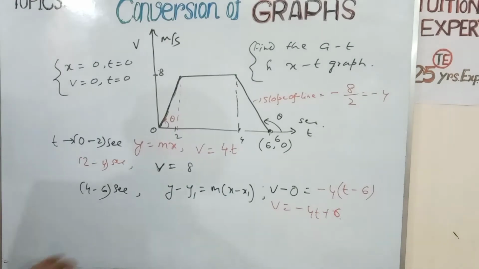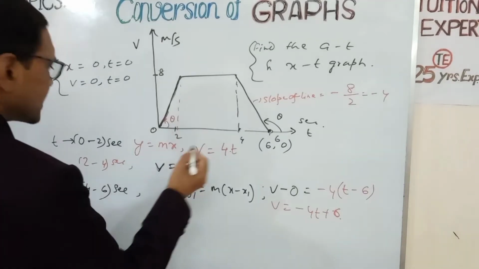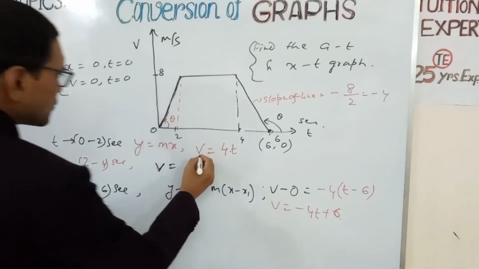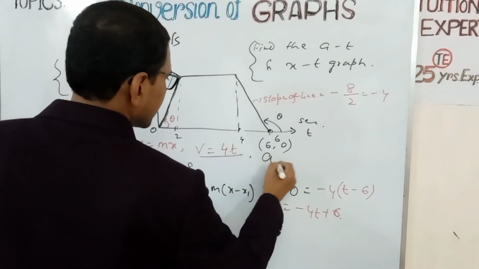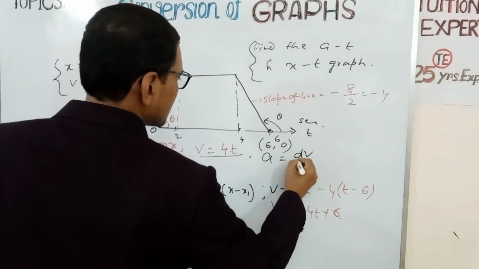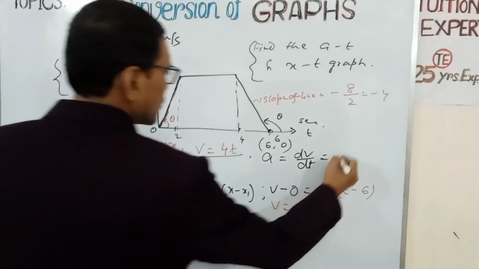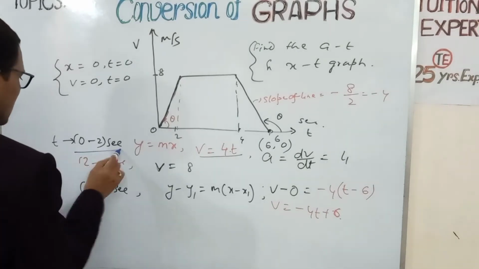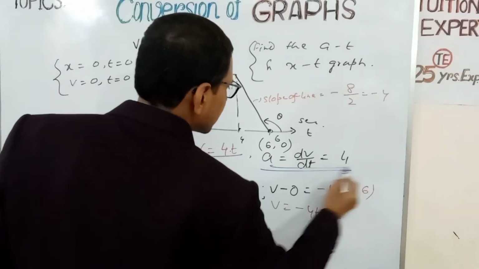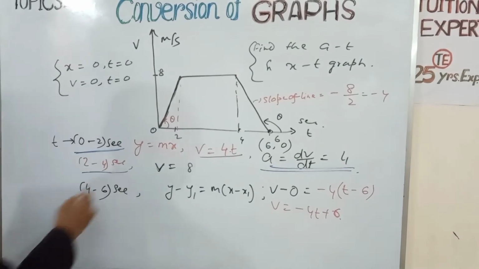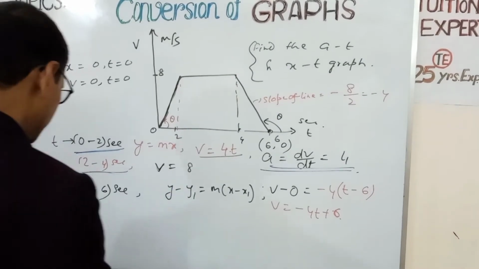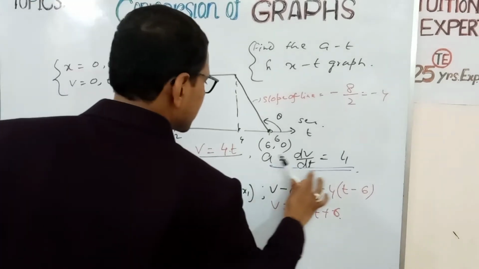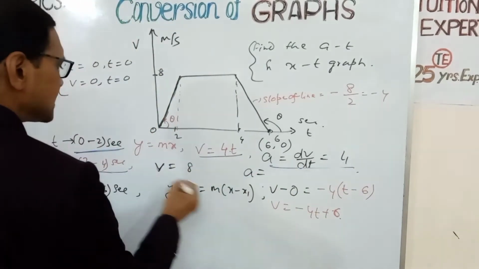So first you have to find the equation between v and t, then we can calculate a. First we draw the at graph. So v equal to 4t. So what is a equal to? We know a equal to dv by dt, that is 4. So within the range 0 to 2 second, what is the acceleration? Acceleration is equal to 4. Within 2 to 4 second, what is the acceleration? Velocity is constant, so acceleration equal to dv by dt, that is 0.